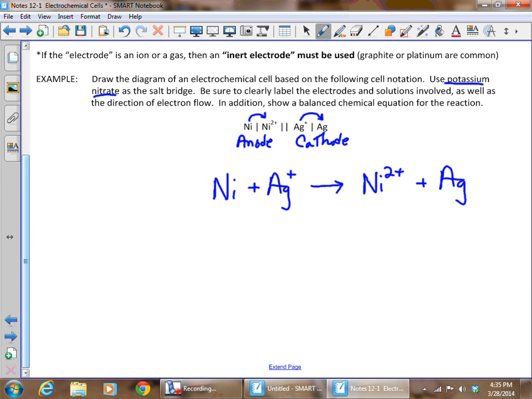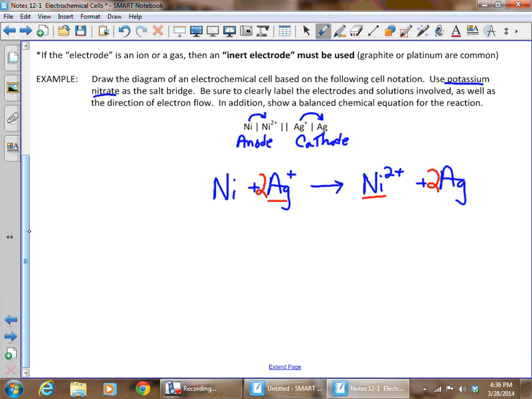And to balance that reaction, we need to balance the charge. We can do that as half reactions. On a simpler reaction like this, it's usually nice just to say, if I've got 2 positives on this side, I need 2 positives over here. So if I put a 2 here to balance my charge for silver and nickel, then I'm going to need 2 silvers over here to balance by mass. Remember, we have to balance by mass and by charge. So there's my balanced chemical equation.